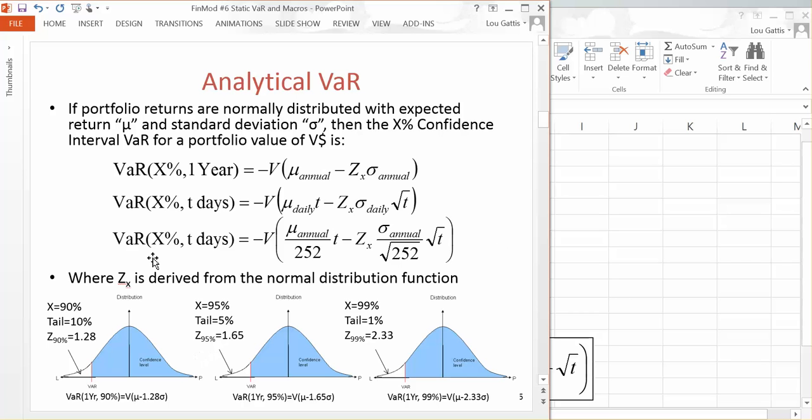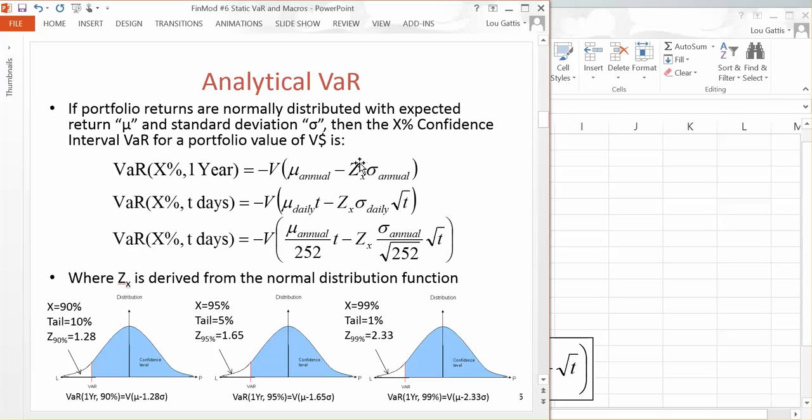So for example, if you're looking for a 90% confidence interval VaR, Z of 90% would be equal to 1.28. So drawing from the normal distribution, there's only a 10% chance of having a 1.28 adverse change in a variable, or one-tail change. Or if an asset is normally distributed with a mean of mu and a standard deviation of sigma, you'll be confident that 90% of the time you will not have more than a 1.28 standard deviation adverse change.